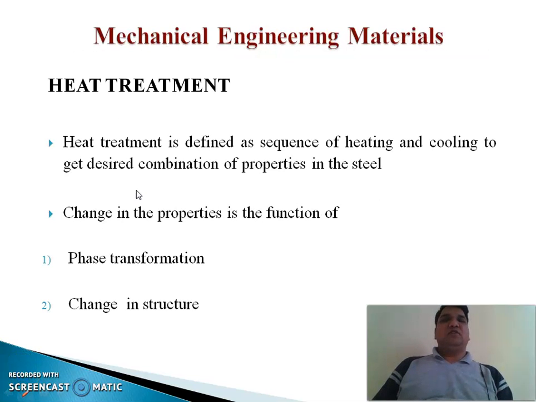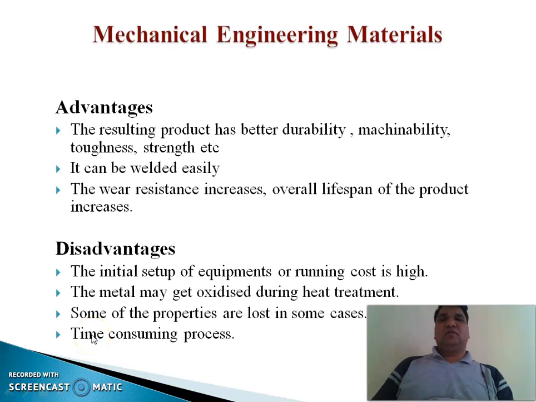Heat treatment is defined as the sequence of heating and cooling to get a desired combination of properties in the steel. It is the sequential procedure of heating and cooling to achieve the required properties of the steel material. These properties are achieved by the phase transformation and change in structure. How the microstructure of the steel is changed and which phase occurs during the heating and cooling. There are some advantages and disadvantages of the heat treatment process.